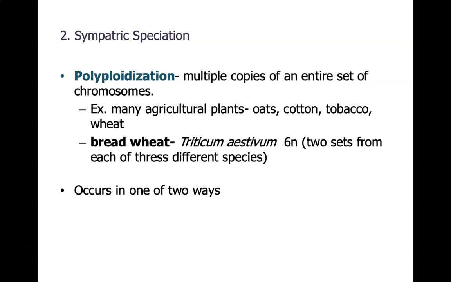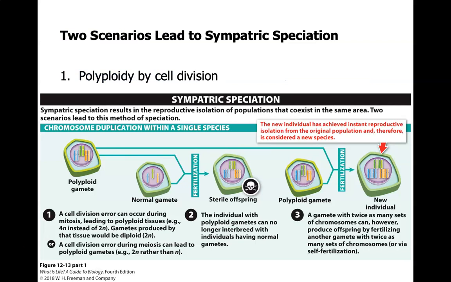So polyploidization can occur by 2 different processes. Now remember, this is sympatric speciation. So this is speciation that's occurring when 2 plants or multiple plants are found in the same area. So the first scenario in which you can get sympatric speciation by polyploidy is by an error in cell division. So if we look at this plant gamete here, it has 3 types of chromosomes, 2 copies each.